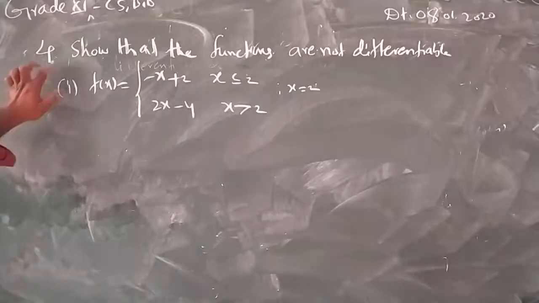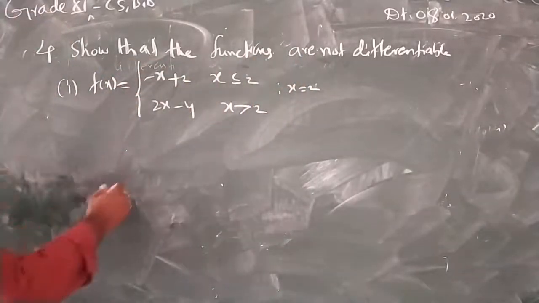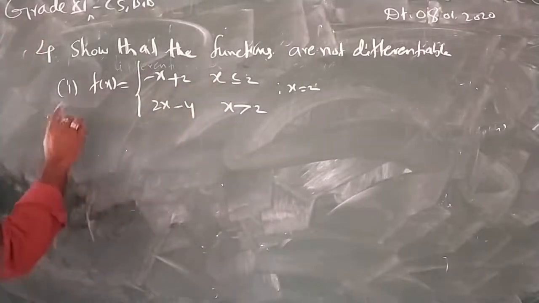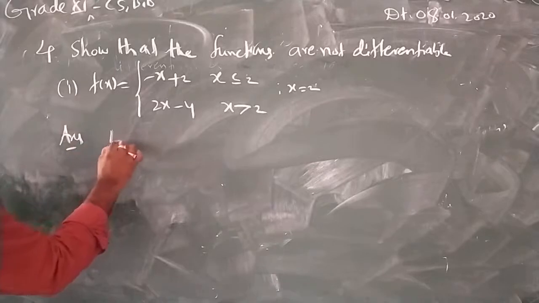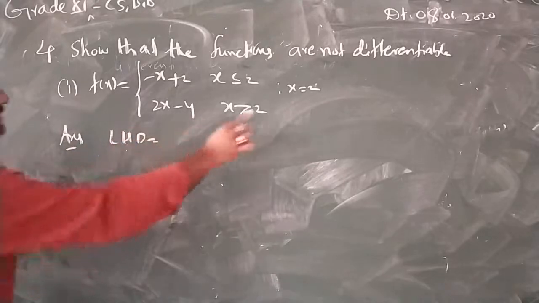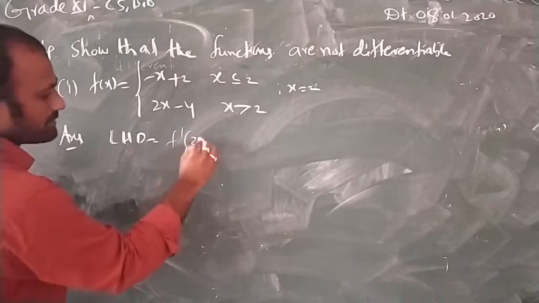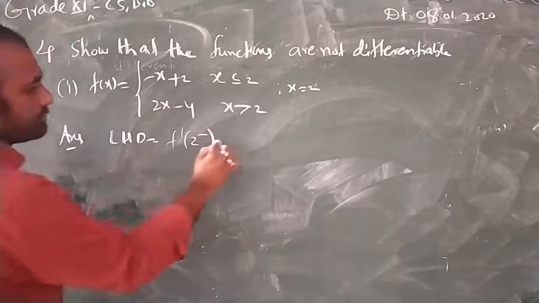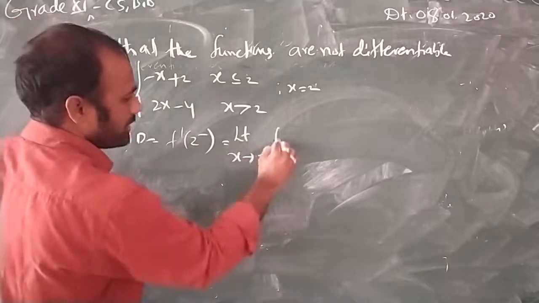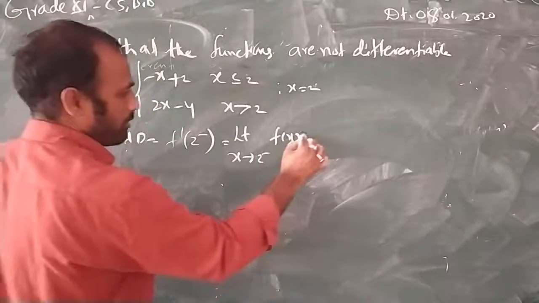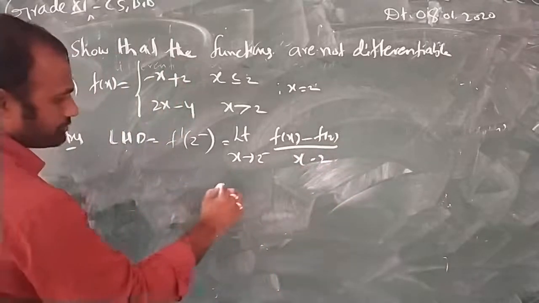Let us see the fourth question. Show that the functions are not differentiable. We need to show whether the function is differentiable or not. Answer: let us find the left hand derivative. Here it is asking at the point 2. f dash of 2 minus, the left hand derivative, is limit x tends to 2 minus of f of x minus f of 2 divided by x minus 2.